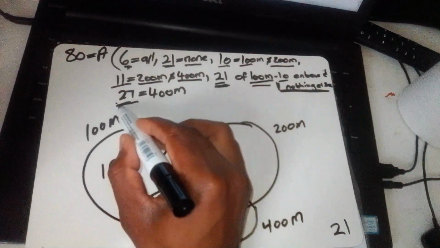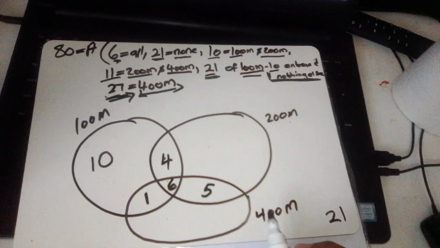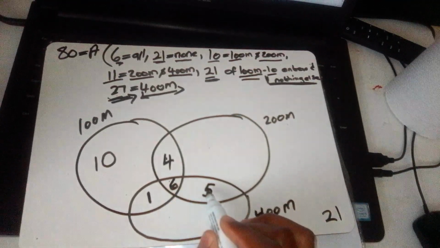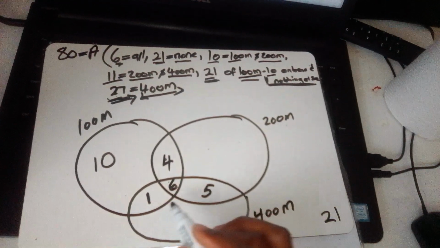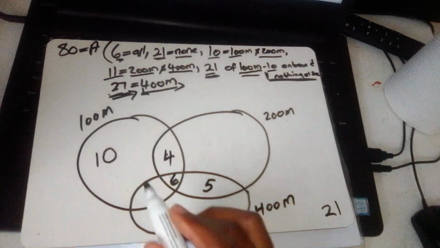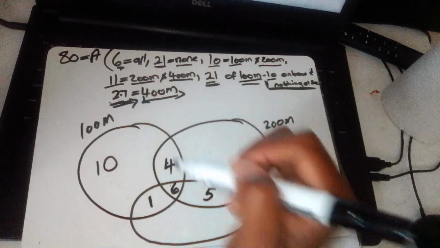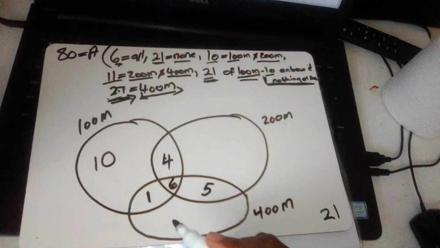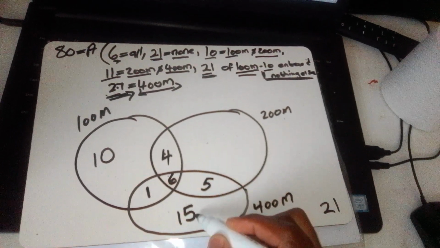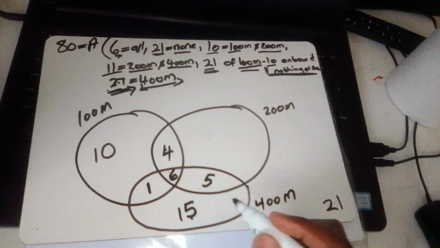They said 27 entered 400 meters. So now let's see. We have 6 plus 5 plus 1. 6 plus 6 is 12. And then they're saying 27, so let's say 27 minus 6, minus 12. 27 minus 12 is going to give us 15, I think. Let me see. 15, 20, 27. Yes. So it's going to be 15 here.